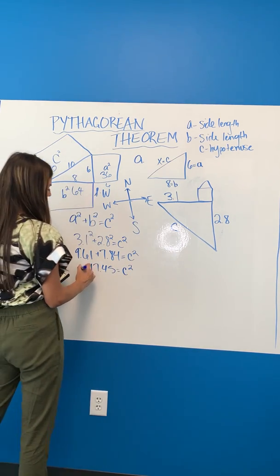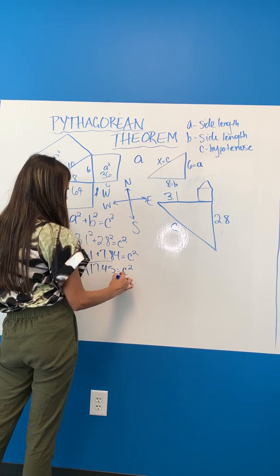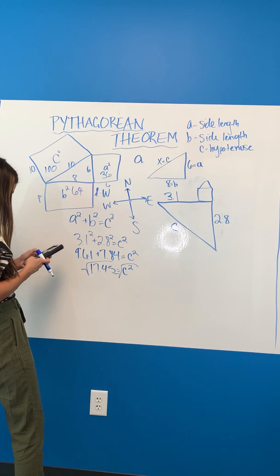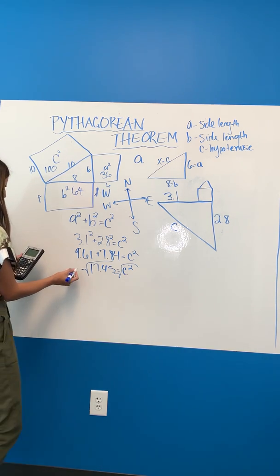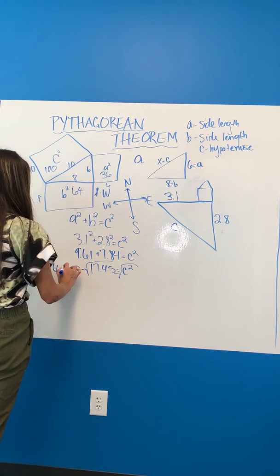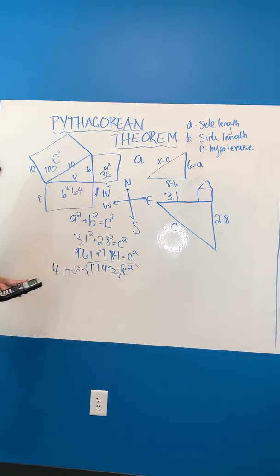So now all I have to do is take the square root of both sides. And that's going to be approximately 4.17.